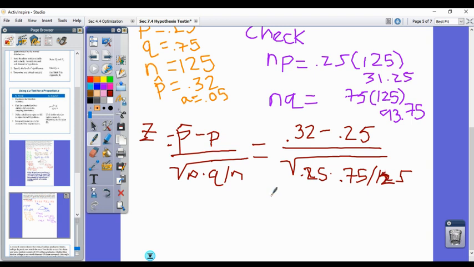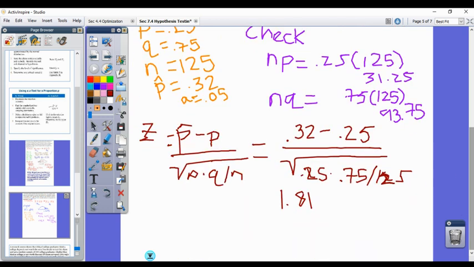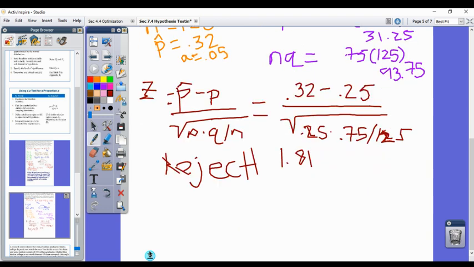Okay, so what are we getting? 1.81. Okay, so let's see. Is this in the rejection region? It is. Look, 1.81. All right, so that means we get to reject. Woo! Yay! All right, come on. I don't think my pen's had all its coffee either. Okay, so let me write my sentence.